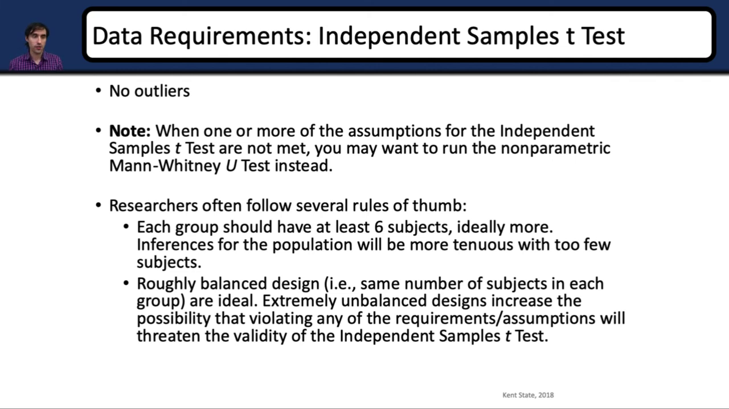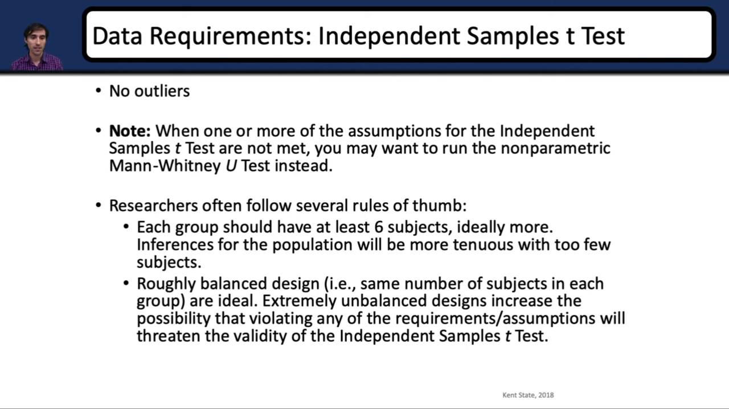For the data requirements, there shouldn't be any outliers. And when one or more of these assumptions are not met, you are going to want to run a Mann-Whitney U test instead. So a couple of things to consider: each group should have at least 6 observations or subjects, participants, or more. So more than 6 would be ideal. Inferences for the population will be more tenuous with too few subjects. Again, the more the merrier.